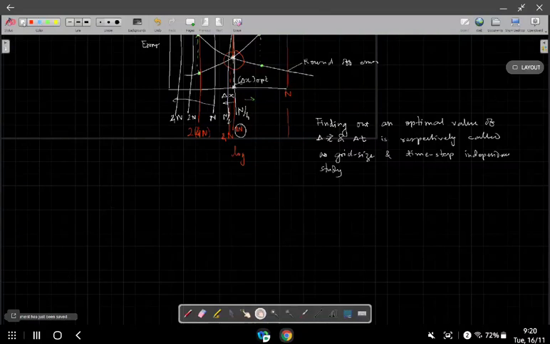Okay, so let us move on to our problem. Yesterday we started with this problem, 1D and steady state.